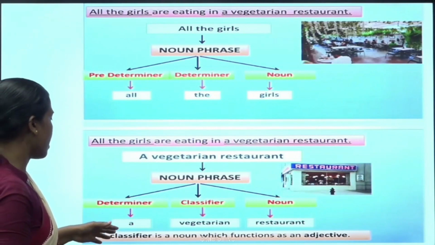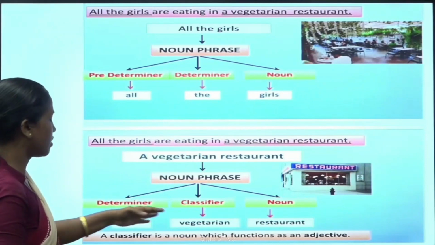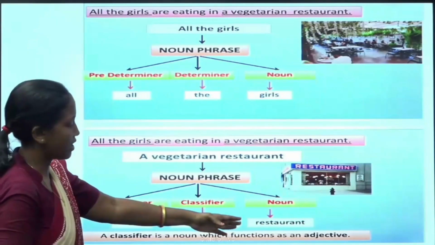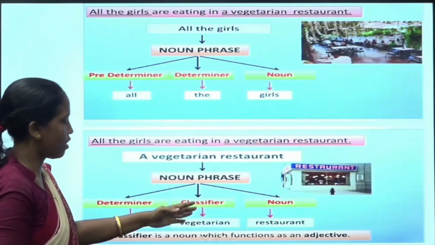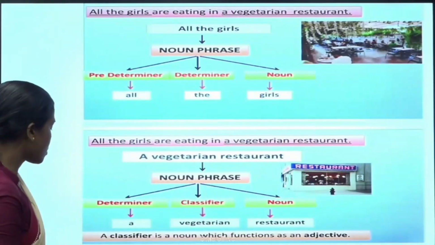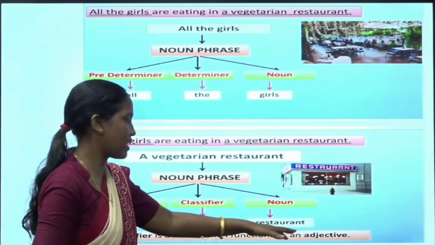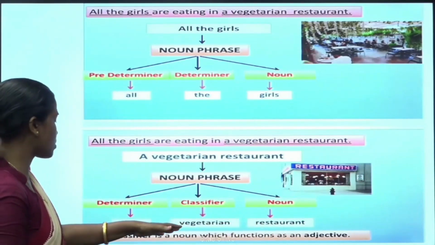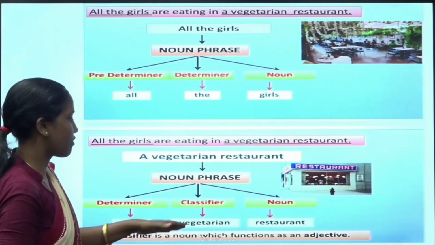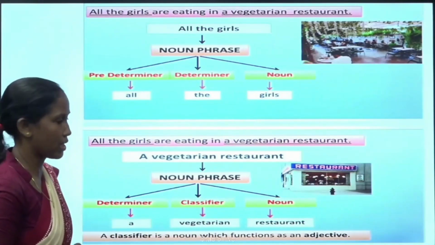So a is the article, we have read about the article, isn't it? So determiner, then vegetarian is the classifier here, and something new you are learning now is the classifier. Then the restaurant is the head noun. So you see here, a classifier is a noun which functions as an adjective. So here you can see, students, vegetarian is the classifier, a noun which functions as an adjective.